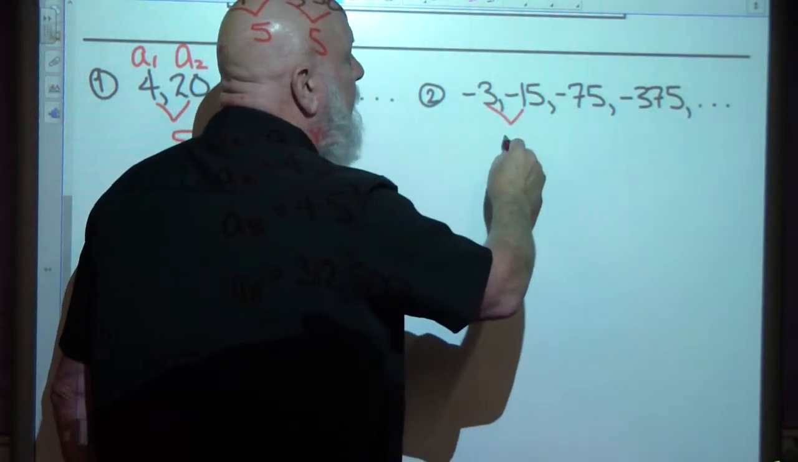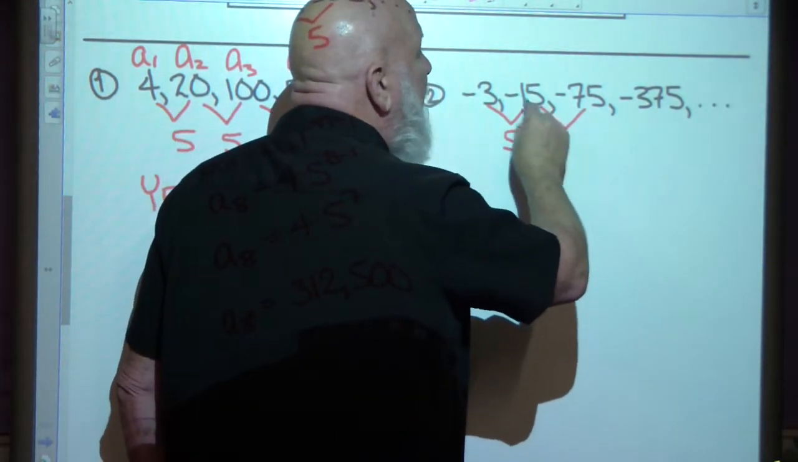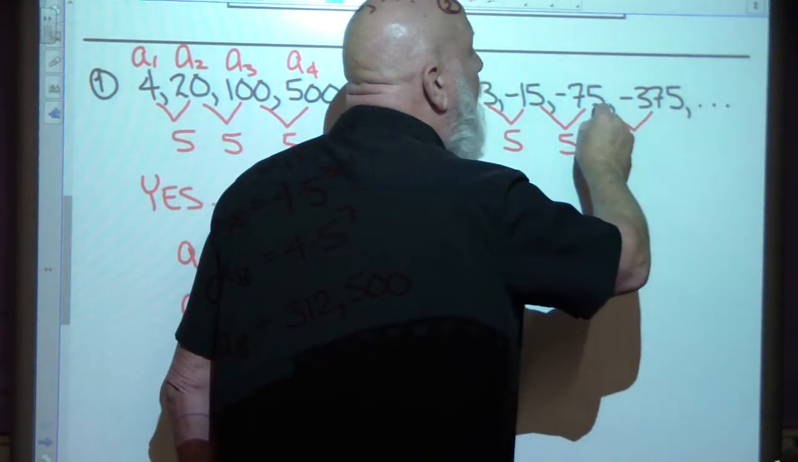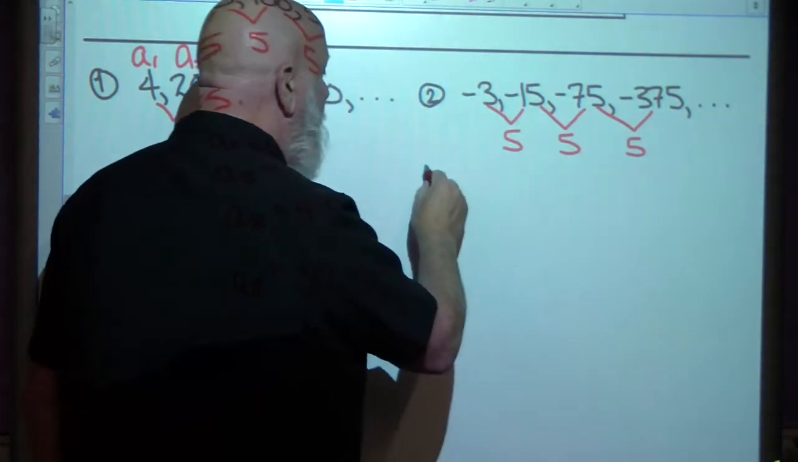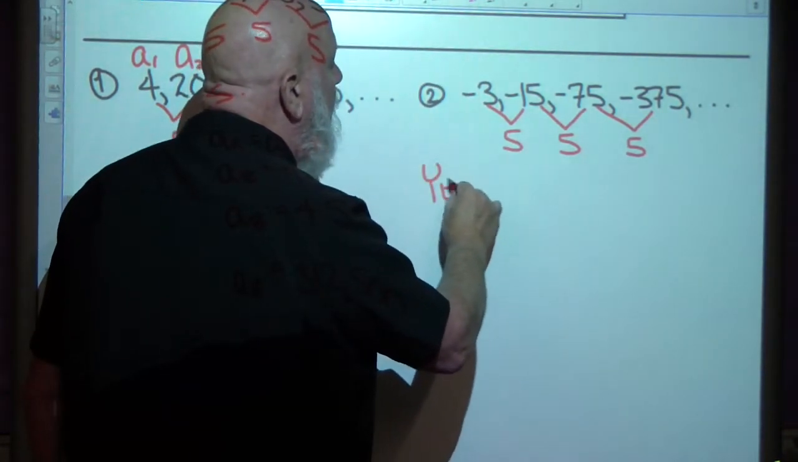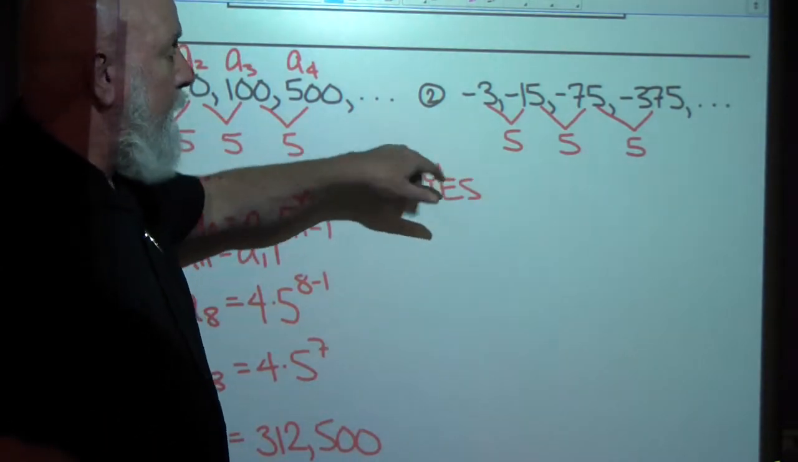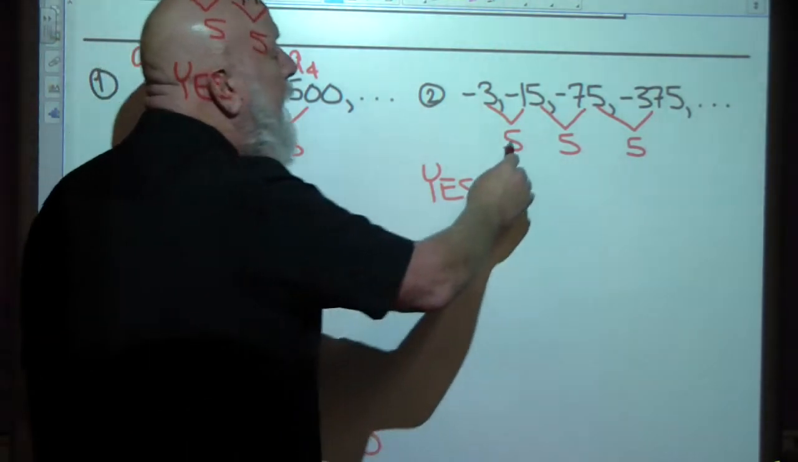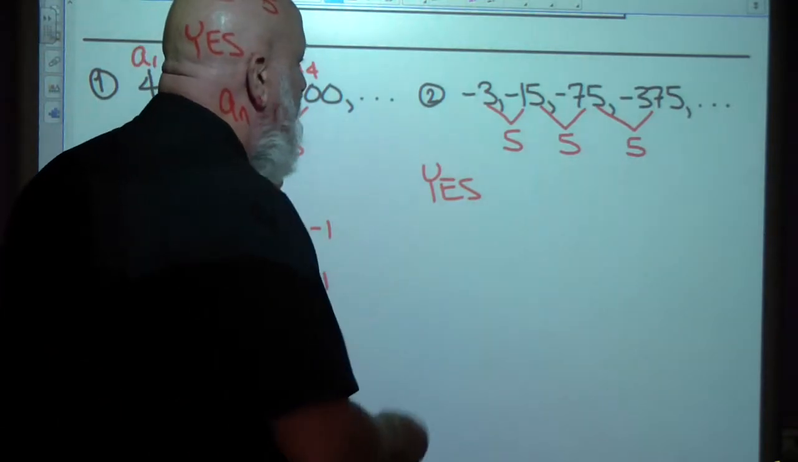Negative 15 divided by negative 3 is positive 5. We've got 5 again, how about that? Negative 75 divided by negative 15 is positive 5. Negative 375 divided by negative 75 is positive 5. So yes, this is a geometric sequence. And again, you're going to be doing multiple choice, so it won't say yes, but it might say no, it's not a geometric sequence. So if we didn't get a common ratio, we would say no, it's not a geometric sequence. But this one is.